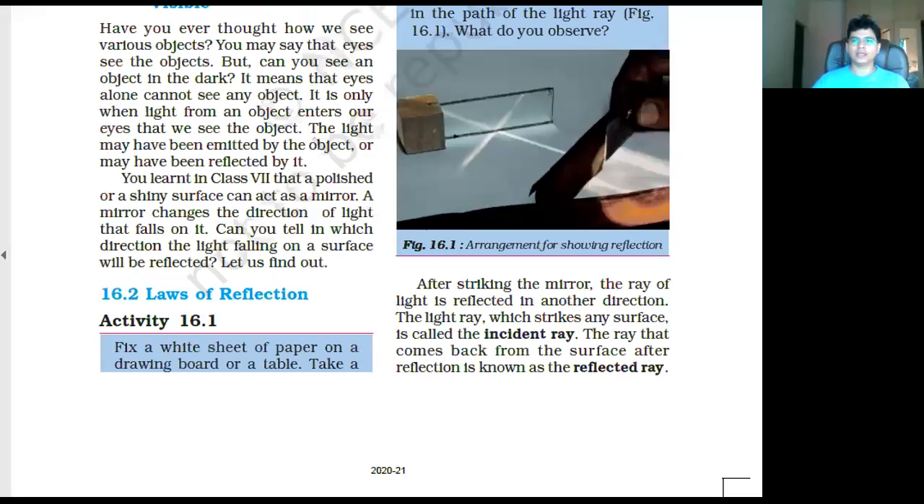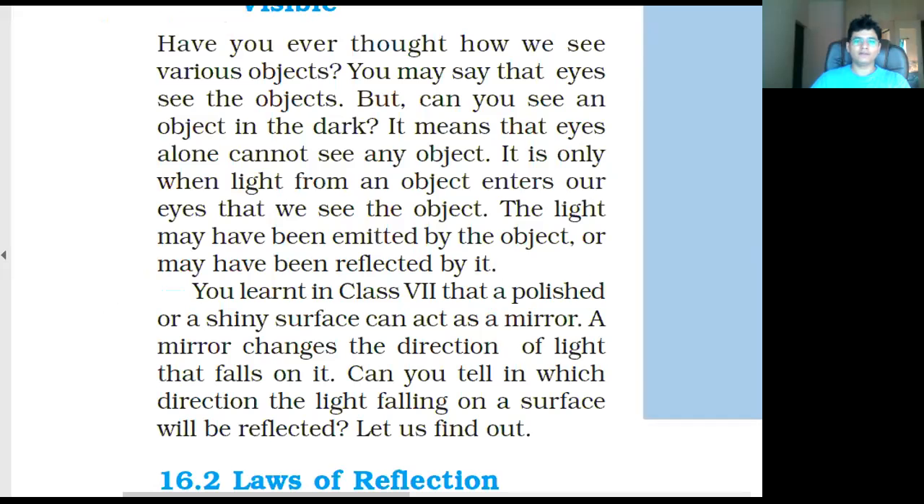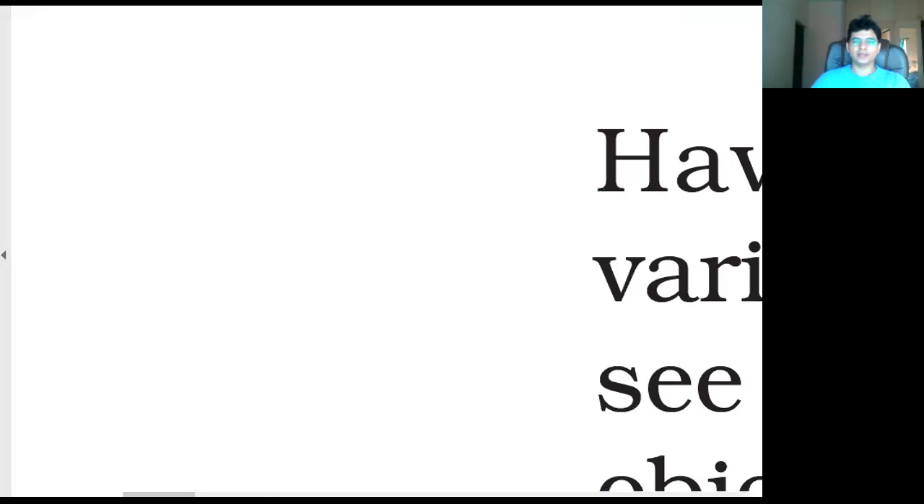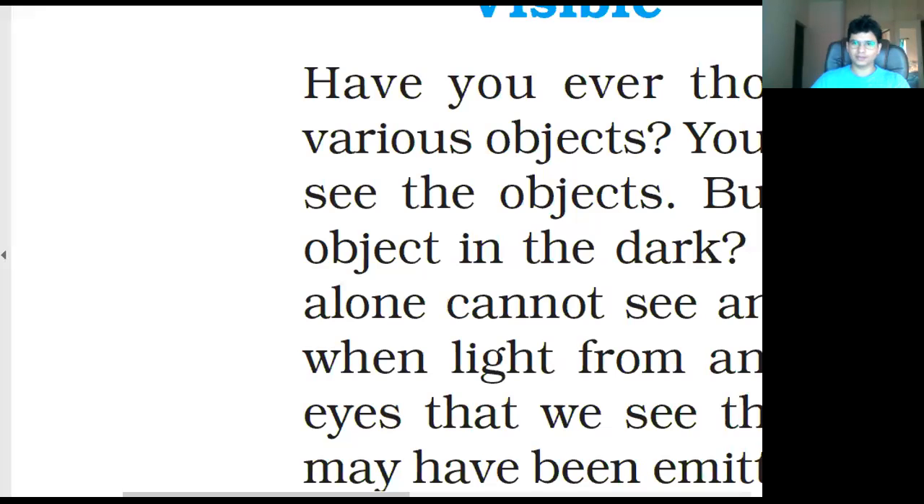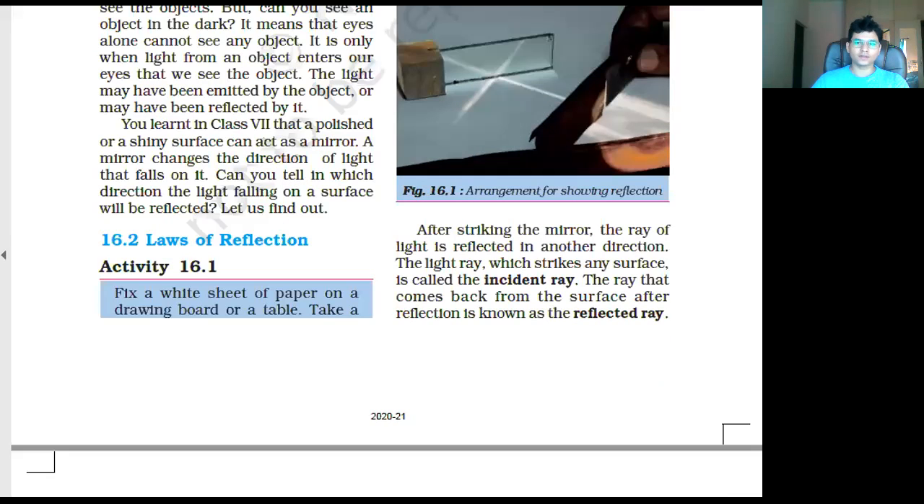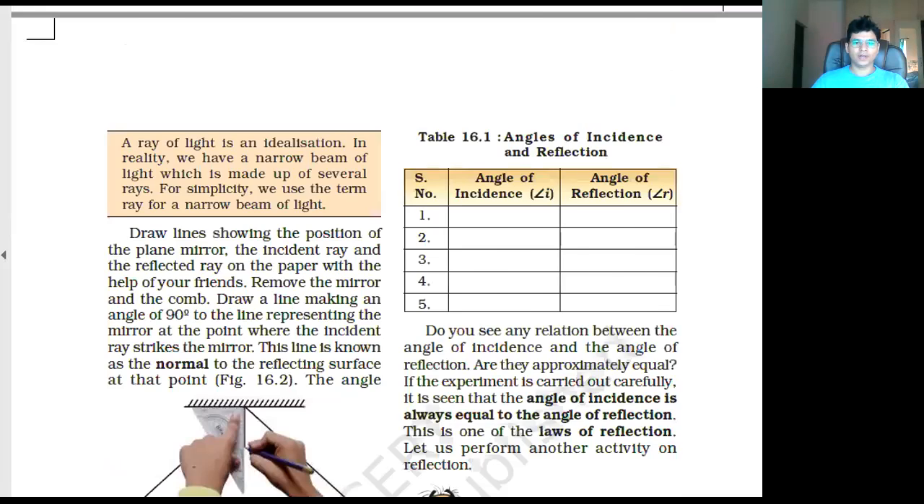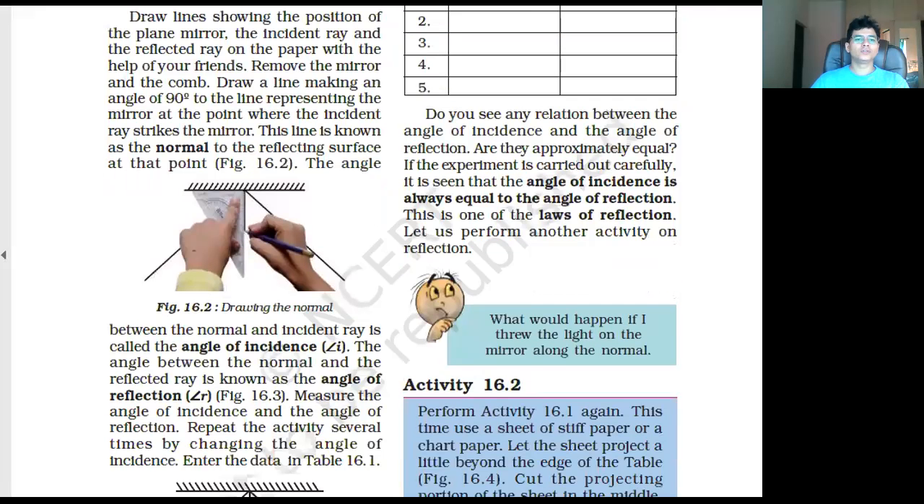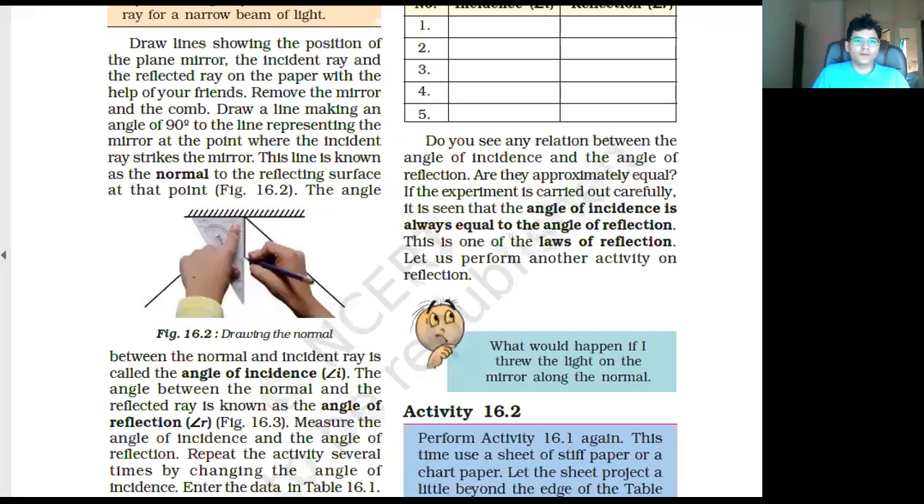I said the light ray which is reflected after striking is called the reflected ray, and the light which is falling on the surface is called the incident ray. Now in this we studied two laws of reflection. Can anyone tell me what the laws are?